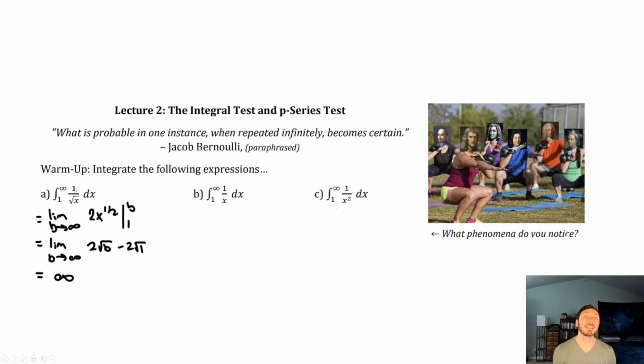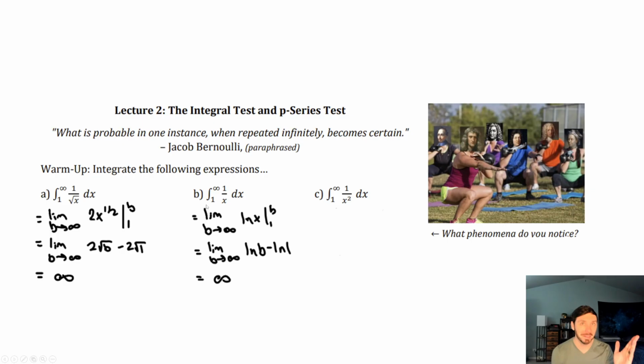So I took that antiderivative, and then thereafter I technically have to solve a little limit, and I see here that this is an infinite area. If I do the same process for b, it's also an infinite area. The antiderivative is the log, and the log of infinity is still infinity. But then something special happens within c, I think, right? 3, 2, 1. Oh yeah, it does.